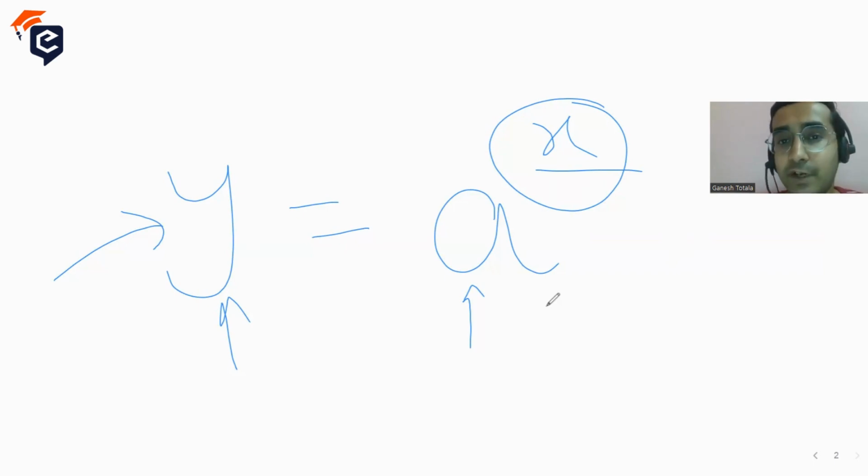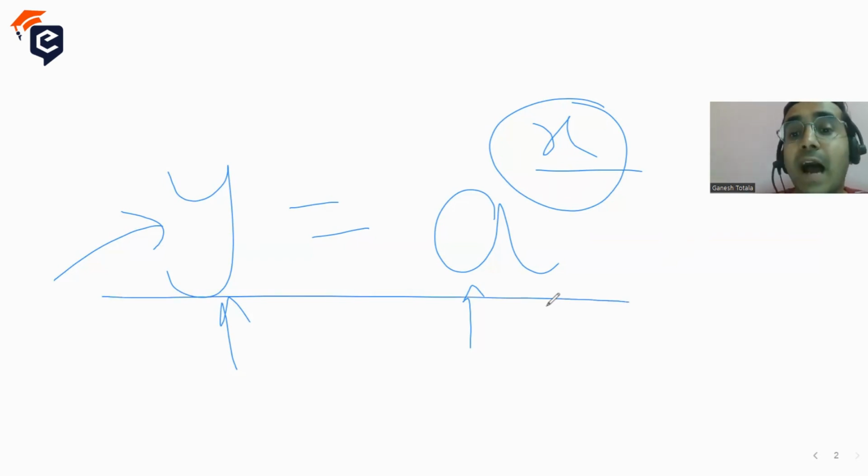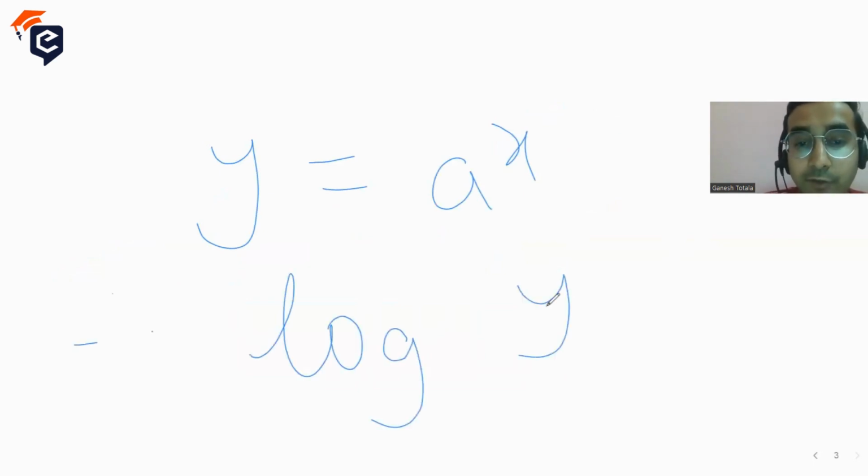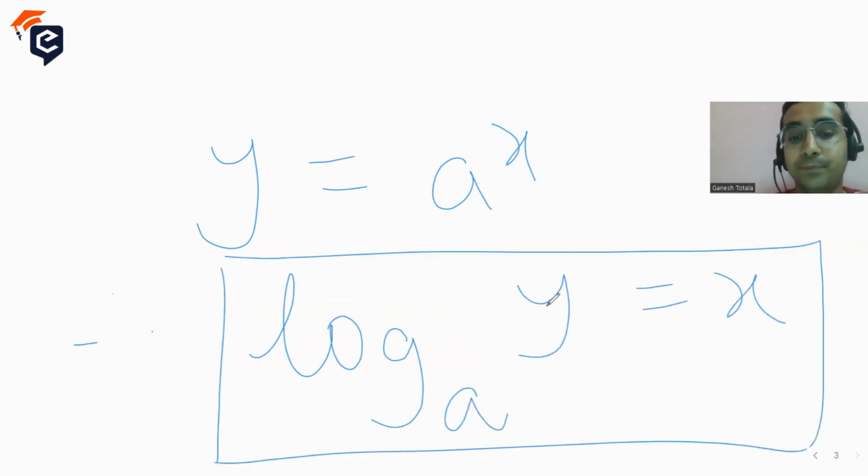Logarithm and exponential functions are inverses of each other. So when we say y is equal to a to the power of x, then I have to write x in terms of y. Writing x in terms of y is called a logarithm. So how can we write it down? We know that y is equal to a to the power of x. Therefore, log of y to the base a is nothing but x. So this is the definition of logarithms. Log of y to the base a is equal to x.